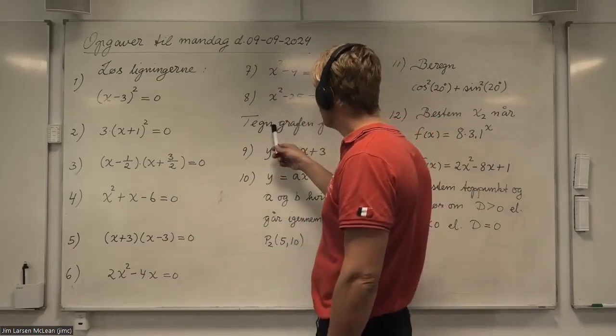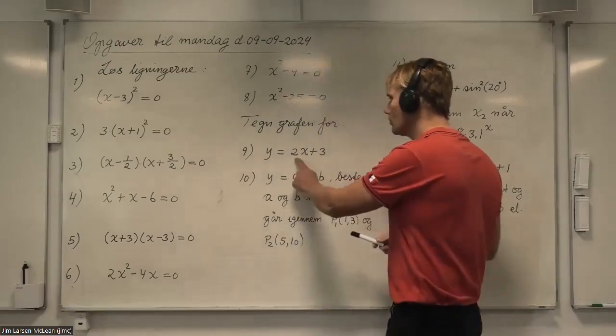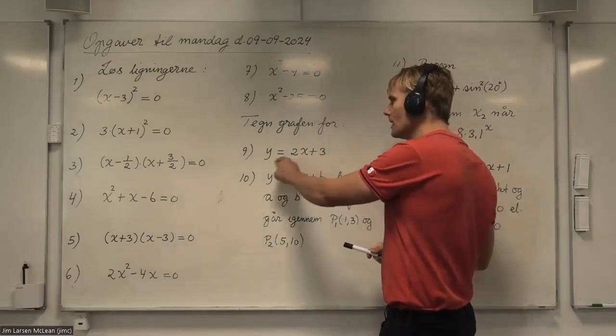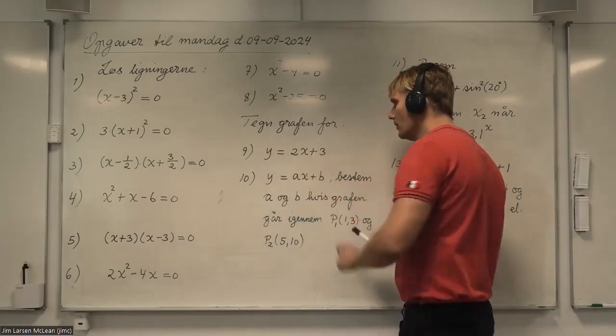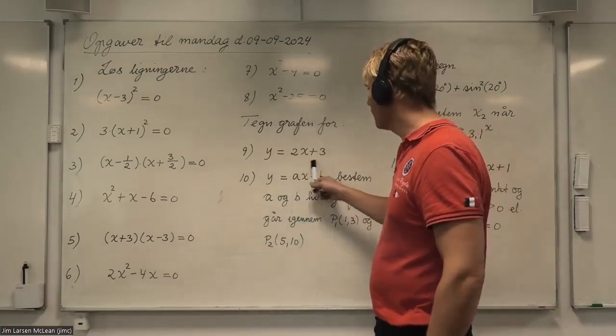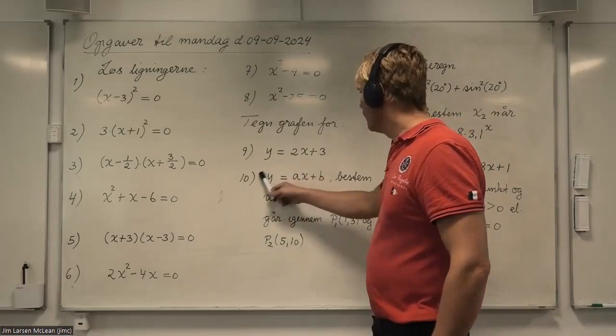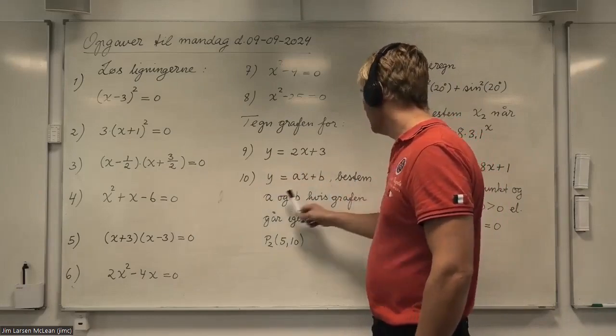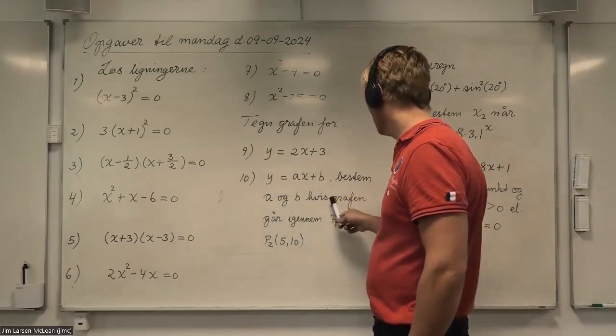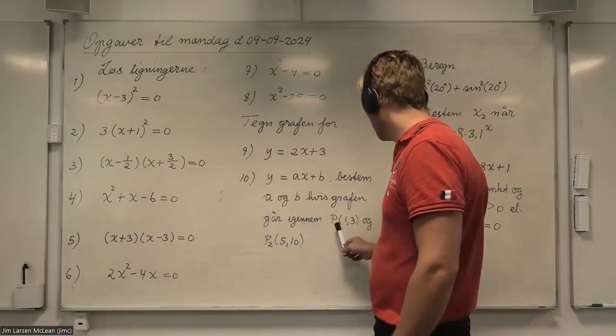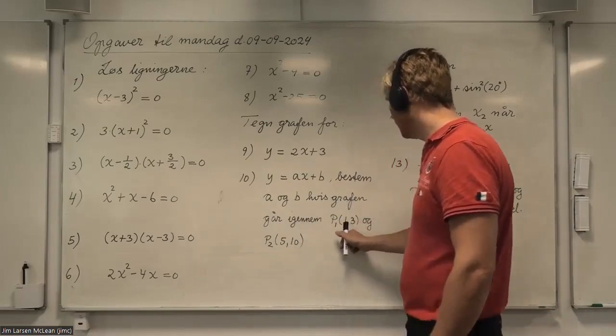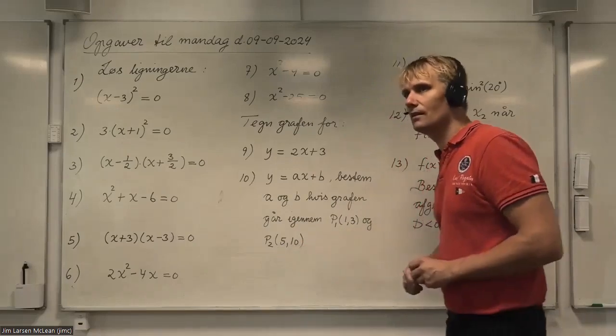Next, you'll be graphing the function y equals 2x plus 3. So draw the graph for that. In this task, it says y equals ax plus b. So it's a function where the graph is a straight line. You need to determine the slope and the y-intercept, given that the graph passes through points P1 and P2 with coordinates 1, 3, and 5, 10.